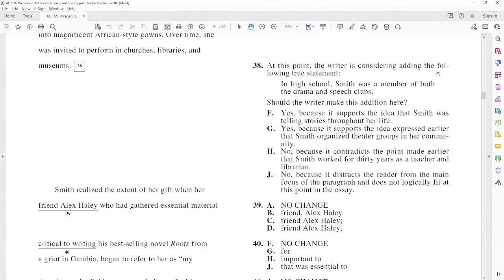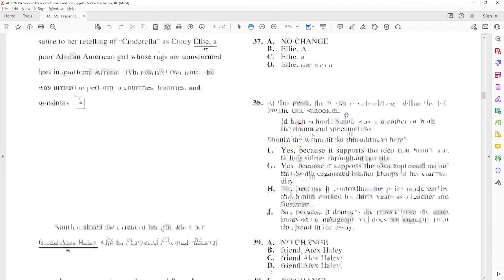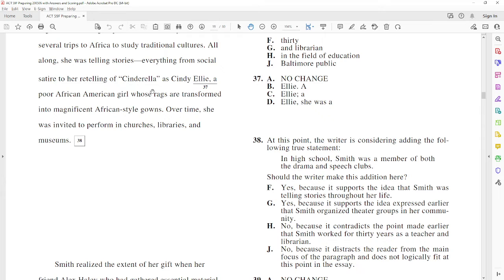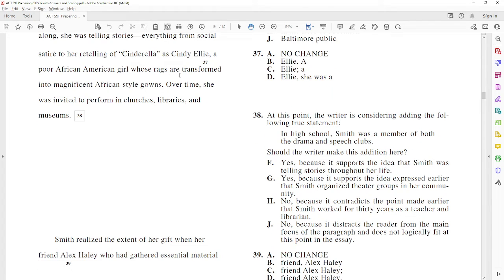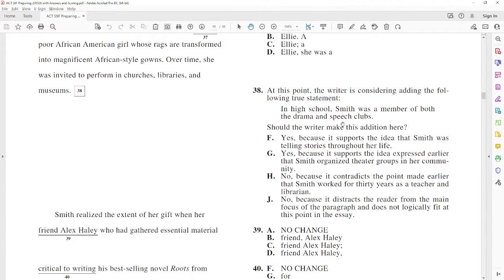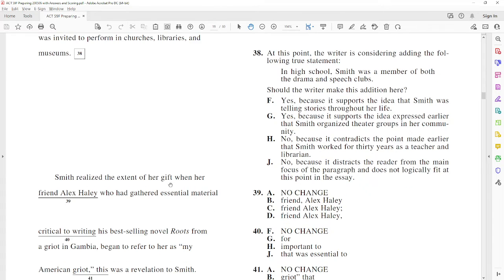At this point, the writer is considering adding the following true statement. In high school, Smith was a member of both the drama and speech club. I know it's drama, but she was a member of both clubs. So let's see what it says here. She wrote this story about a poor African-American girl whose rags are transformed into magnificent African-style robes or gowns. Over time, she was invited to perform in churches, libraries, and museums. And then all of a sudden, we're talking about what she did in high school, and then she realized the extent of her gift when her friend Alex Haley. No, at this point in the passage, we're not talking about her being in high school.